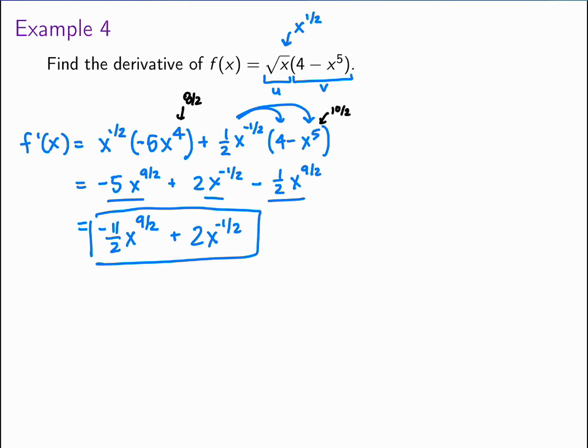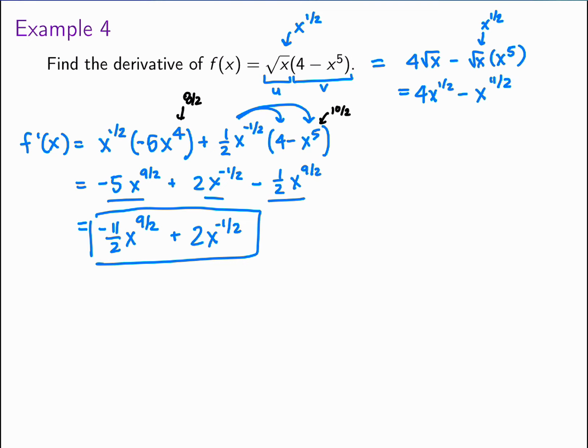Now, one thing we could have done here is not always necessary to use the product rule. Sometimes we can multiply out. This one, if we had done a little algebra to start with, we would have had 4 square root of x minus square root x times x to the 5th, which we can clean up. This is 4x to the half, and remember this is x to the half. So this would be x square root of x times x to the 5th is x to the 11 halves.